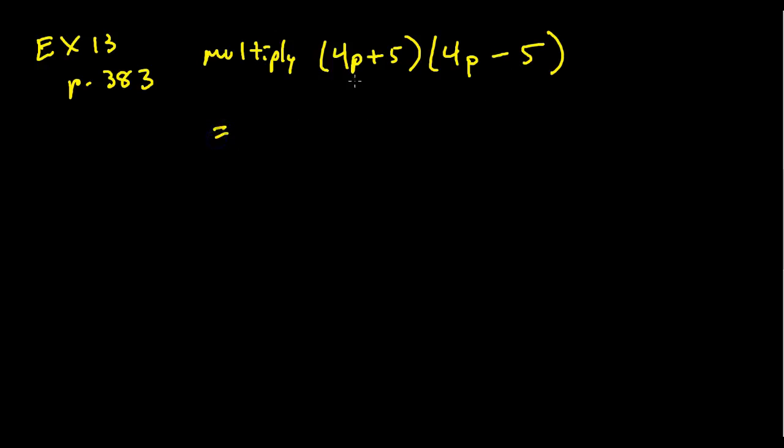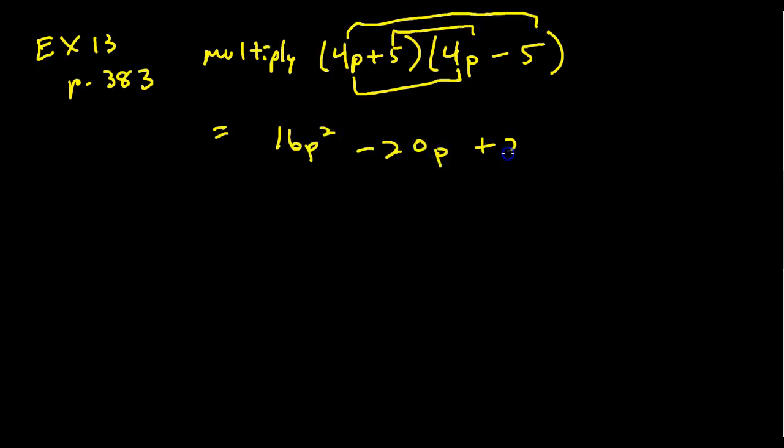All right, let's go to the first product. That will give me 16p squared. The outer product is minus 20p. The inner product is plus 20p, and the last product is minus 25. Notice when you multiply conjugate binomials, the outer products and the inner products will cancel each other out because they're the same in magnitude but opposite in sign.